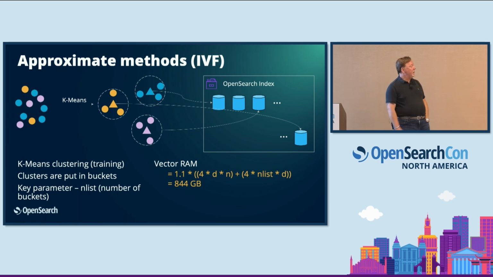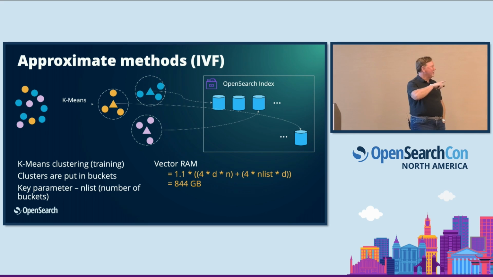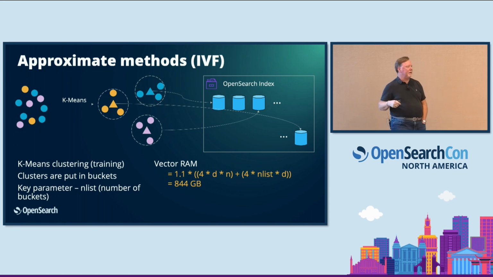So in terms of the RAM here, we have, again, 1.1 for a little bit of fluff, 4 bytes times the number of dimensions times, what is n again? Shoot, I'm standing on stage, I'm losing my brain. So let me just do it in my head, plus 4 bytes per entry into the list. Oh, n is the number of vectors. I'm being dumb because I'm talking to you. So 4 times the number of lists, the number of buckets, times the number of dimensions, and that gives you 844 gigabytes.